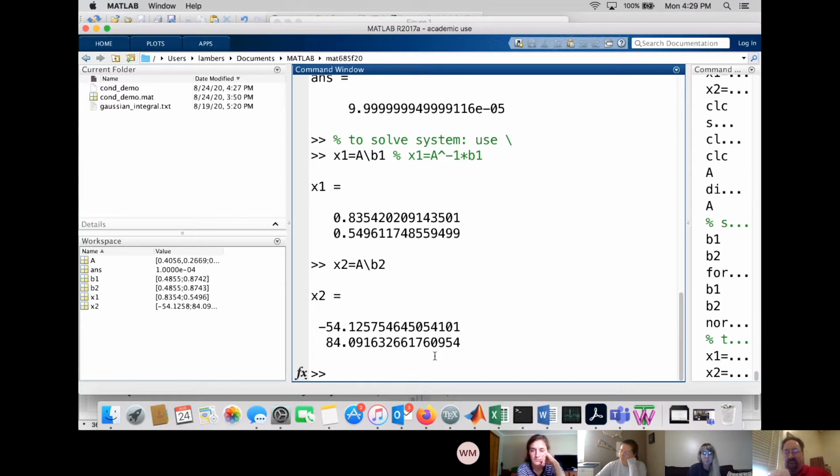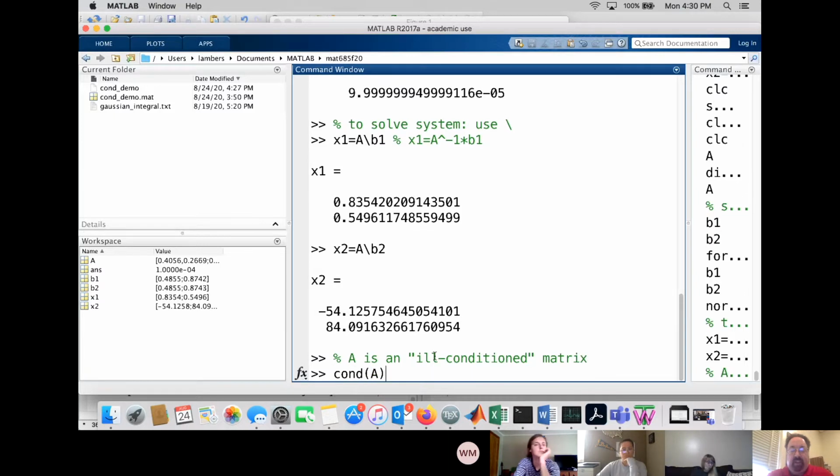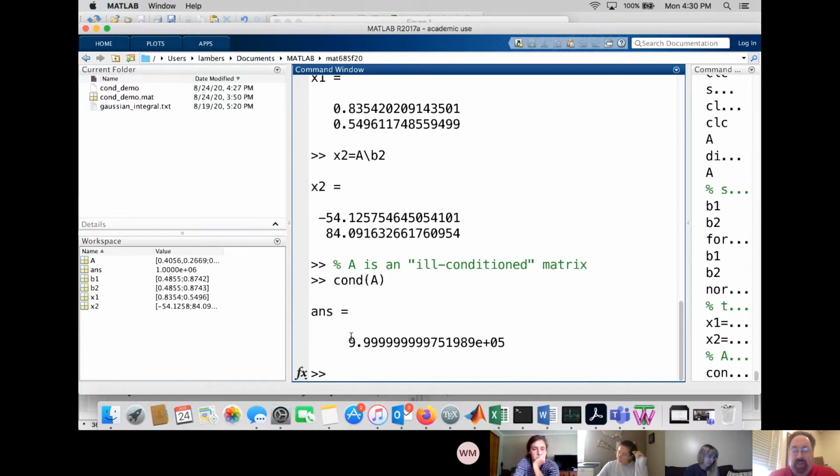So what actually happened here is A is called an ill-conditioned matrix. A condition number gives a measure of how much the output can change relative to a change in the input. The condition number is pretty big. It's nearly a million. Now, yes, I did contrive this example to be that way, but sometimes this happens out in the wild, especially when trying to solve differential equations. Ill-conditioned matrices abound there. Figures that that's my specialty area.